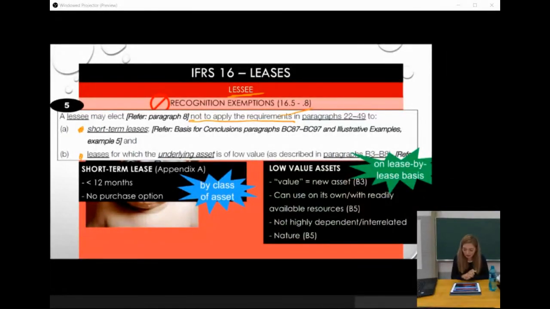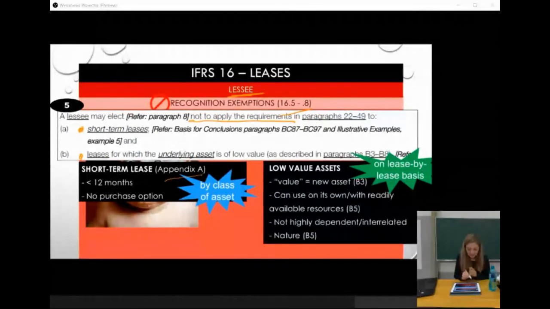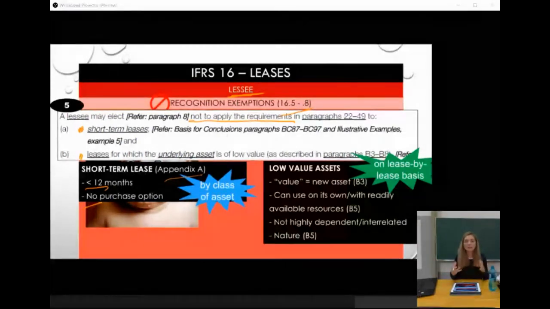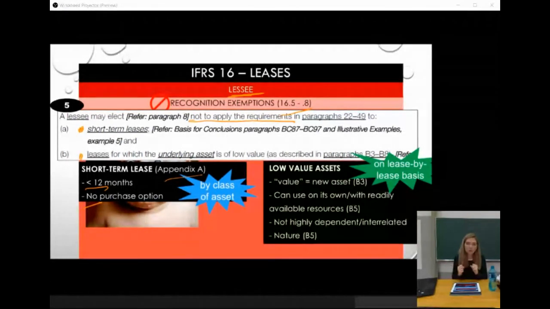Okay, so we find the definition of a short-term lease in Appendix A, and it says that it's for a period of less than 12 months, and also the lease agreement should not have a purchase option. So it's really just leasing that asset for a short term.